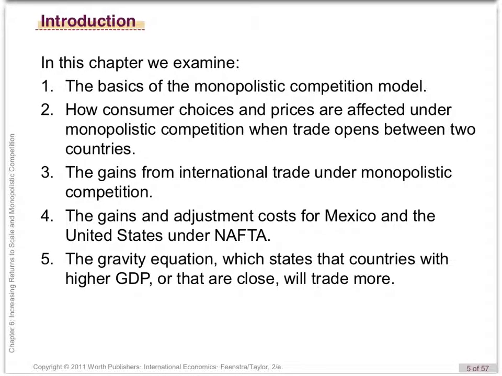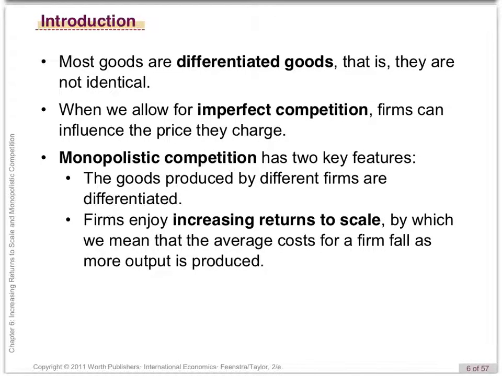So the basics of the monopolistic competition model, and how consumer choices and prices are affected under monopolistic competition when trade opens, and what the gains from trade are. That's also an important part. And gains and adjustment costs, and some gravity equation based on that. So most goods are differentiated goods. What is differentiated goods? This is different from different goods. So differentiated is different from different.